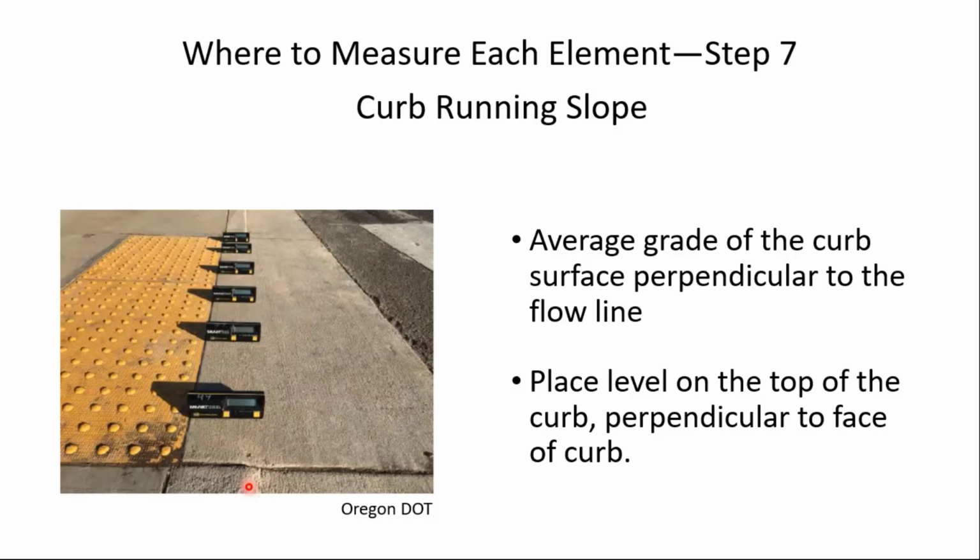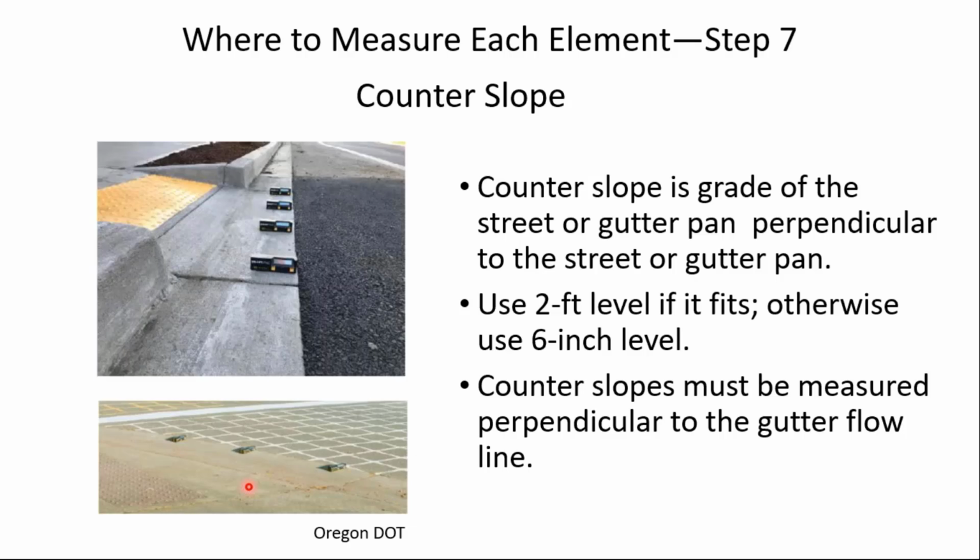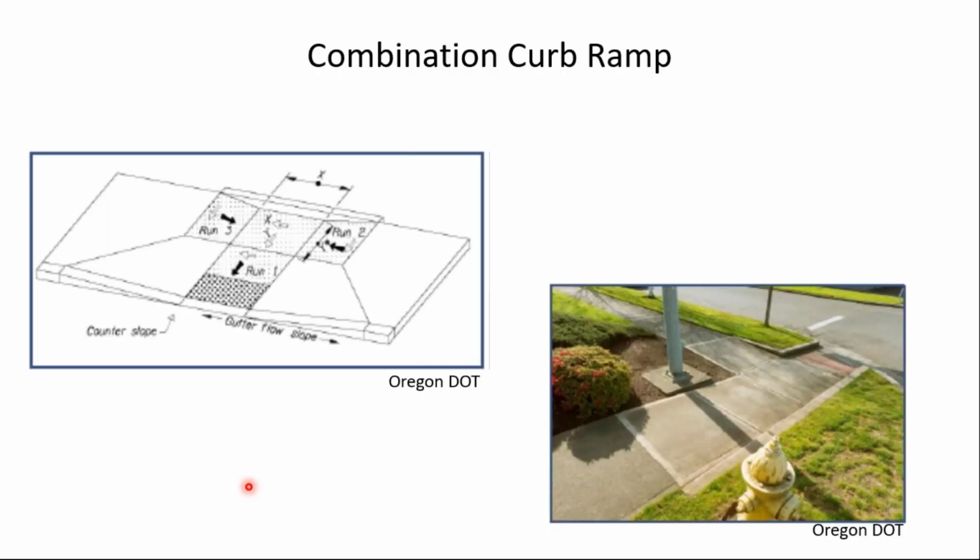And then step 7 would be similar to what it was for the perpendicular ramp. For the curb ramp running slope, take the average grade of the curb surface perpendicular to the flow line. And then likewise for the counter slope. And again, this is where you may need to use a 2-foot level. So those are the 2 types of curb ramps allowable in PROWAG, the perpendicular ramp and the parallel ramp.